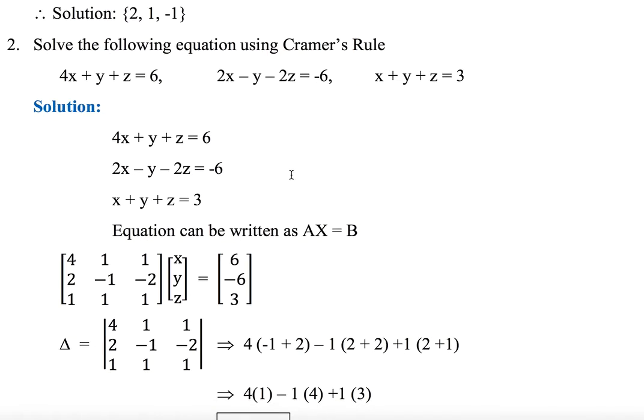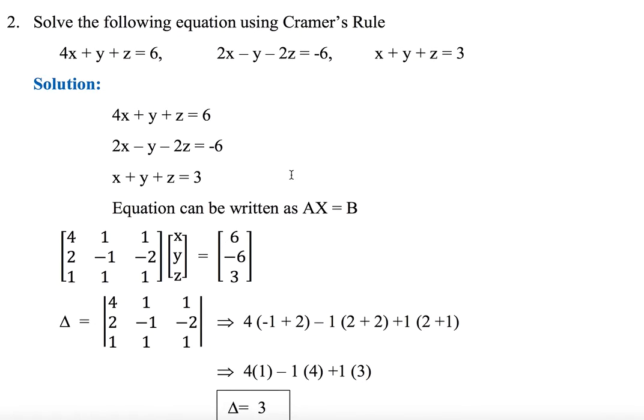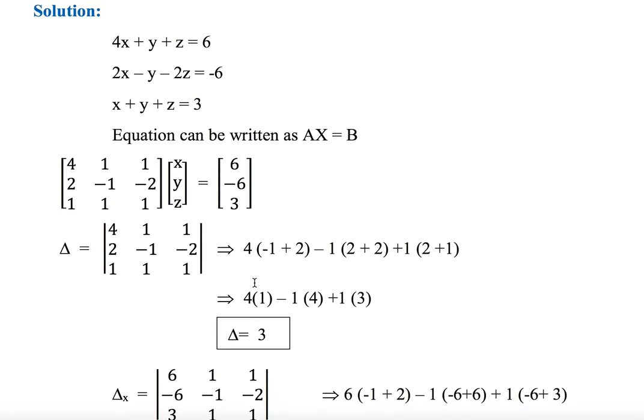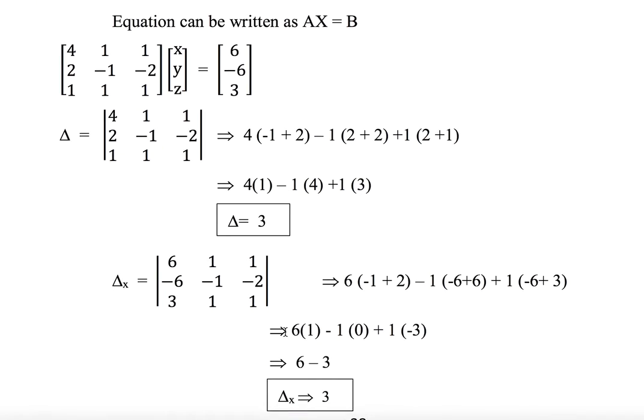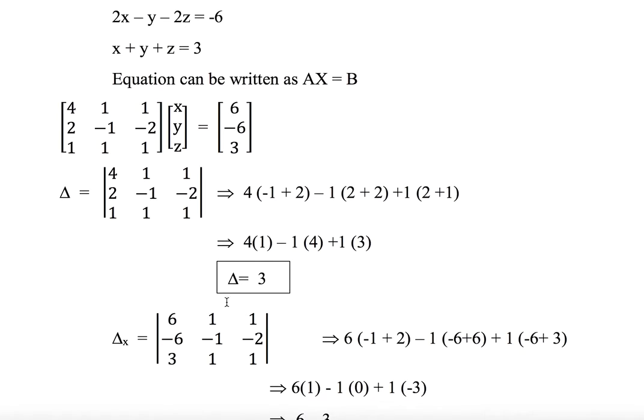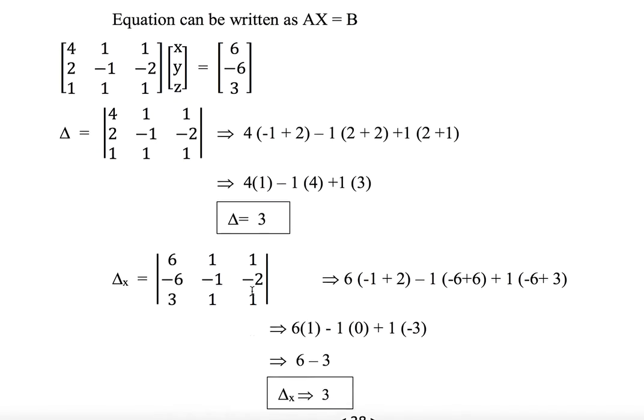Solve the following equations using Cramer's rule. 4 1 1, 2 minus 1 minus 2, 1 1 1. These are the coefficient matrix. x y z is the unknown variable matrix, and this is the B matrix: 6 minus 6 3. Find delta, and then delta equal to 3 here. Delta x, by replacing the first column with 6 minus 6 3, this matrix directly here.